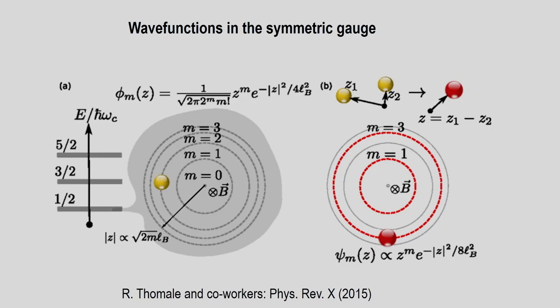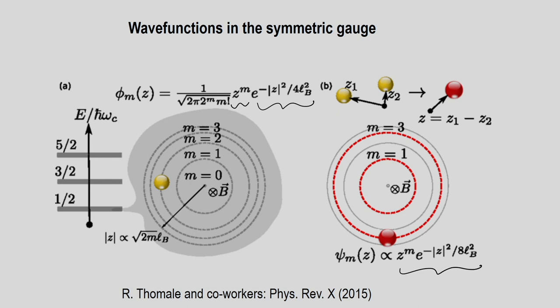Let me just go back to the wave function in the symmetric gauge for a moment, which is something we have done in some form in the last discussion. There's a z to the power m factor, and then there is the Gaussian, e to the power minus mod z squared divided by 4 lB squared, where lB is the magnetic length, root of h cross over eB. This is the unnormalized wave function, and if you normalize it, then of course you get all these factors.